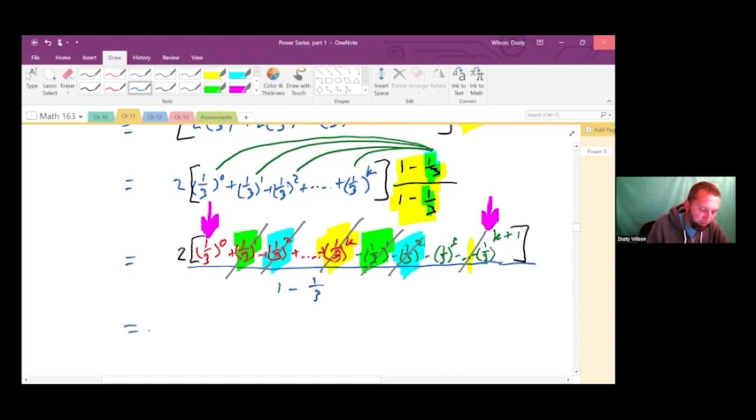And so we're left with 2 times 1/3 to the 0, which would be 1, minus 1/3 to the k plus 1, and all this is divided by 1 minus 1/3.